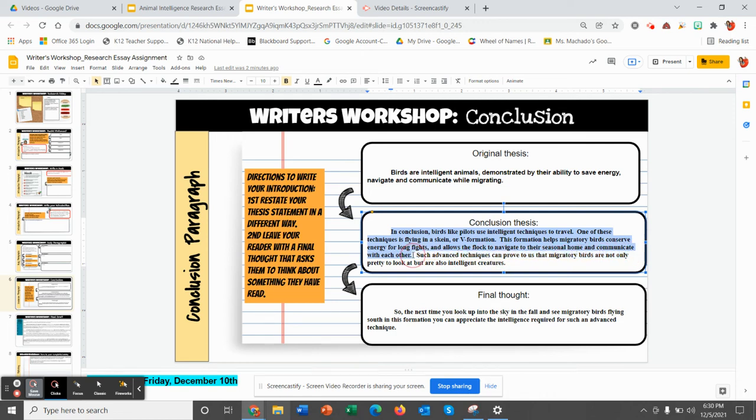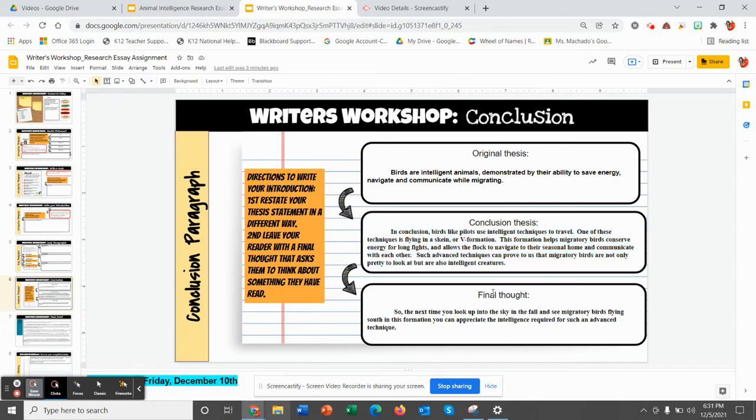So there I have mentioned my three subtopics, but I reworded it in a little bit of a different way. And then I talk about that claim that I made that they're intelligent animals. And I said, such advanced techniques can prove to us that migratory birds are not only pretty to look at, but are also intelligent creatures. I want to state my claim again in the conclusion thesis.